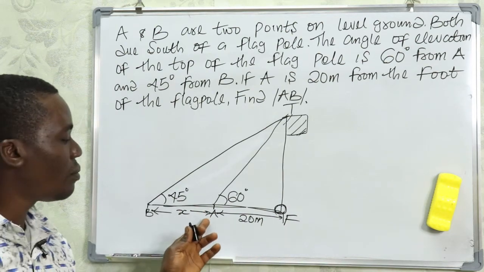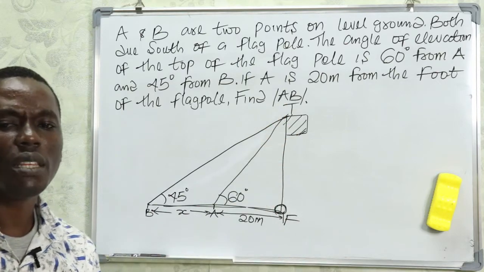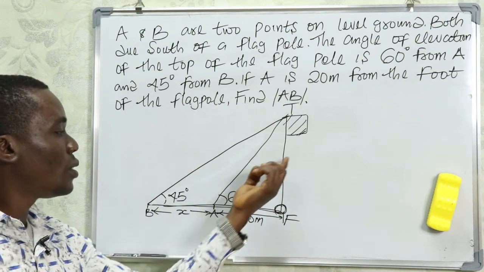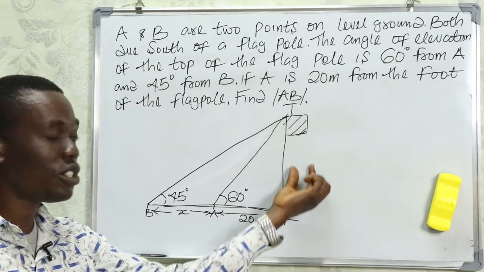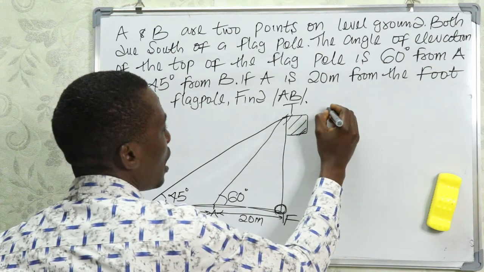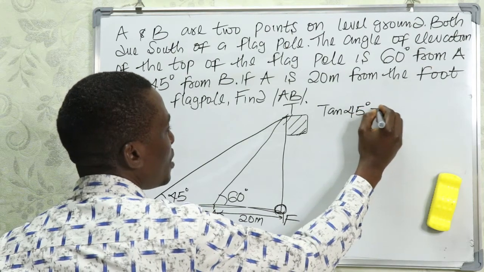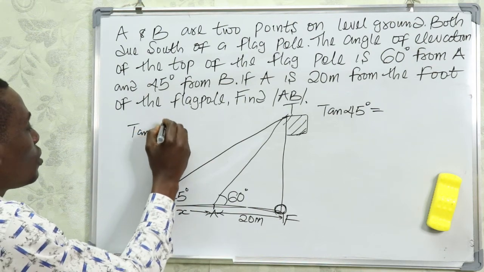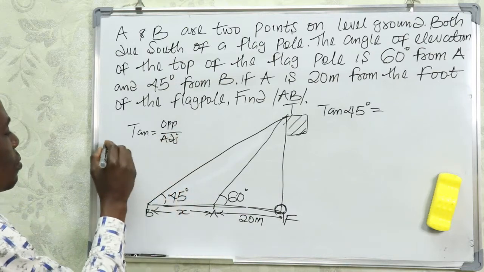Now we see we have our AF, our BF, and our TF. The first thing we are going to ask ourselves is to get a value for this. Remember, this is opposite and this is adjacent, and we don't have the value for the height of the flagpole. So from here we can see that tan 45 degrees, let's look for a value for tan 45 degrees, equals, remember the tan of an angle is equal to opposite over adjacent.